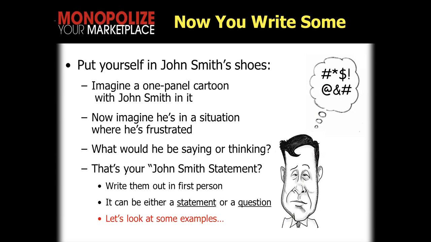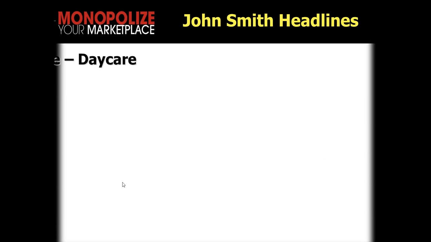We want to picture John Smith in this frustrated state and in the situation, and here's what we want to know right here. What would he be saying or thinking? That's your John Smith statement right there. That's your John Smith statement. Write it out in first person. Write it as if John Smith were saying it to himself or to maybe a spouse or somebody nearby, a friend, okay? It can be a statement or a question. Let me give you some examples, okay?